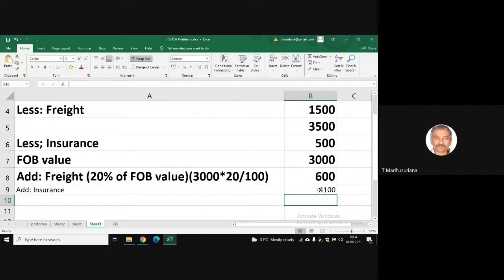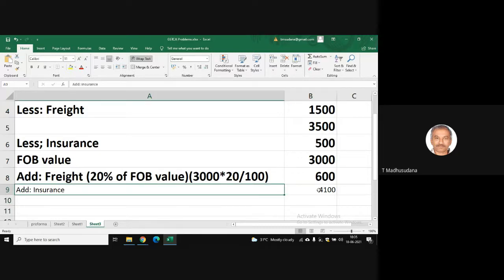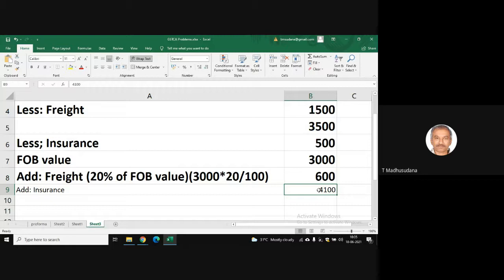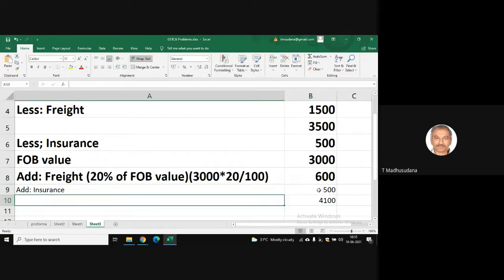$4,100, what is this $4,100? Sorry, insurance $500, total $4,100. This is the CAF value as per customs. CAF value as per customs.